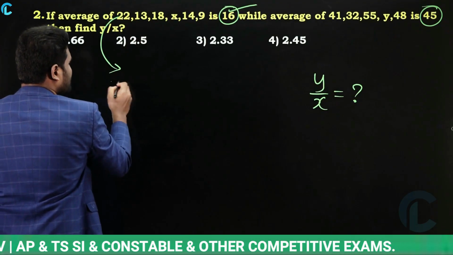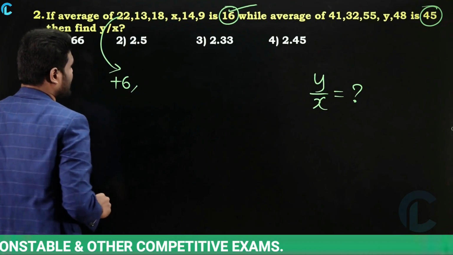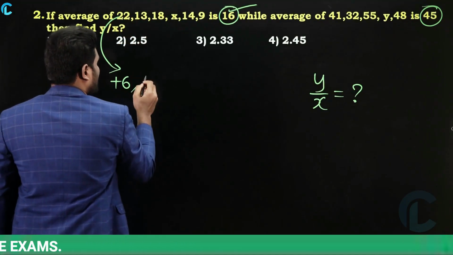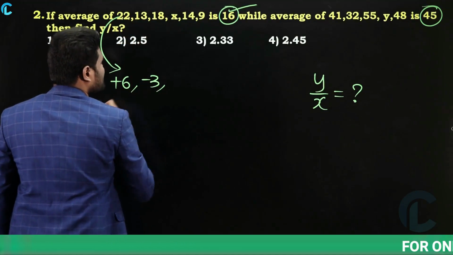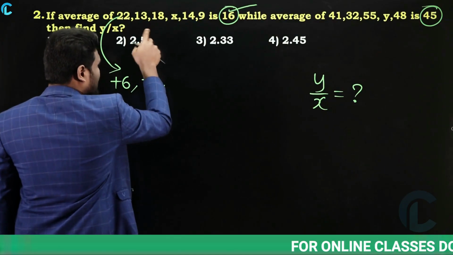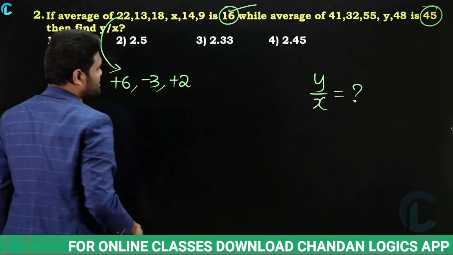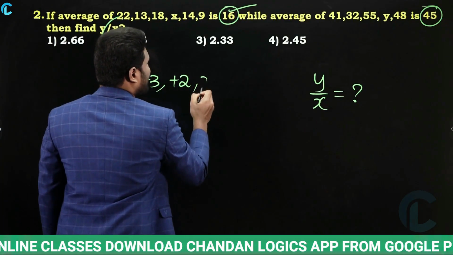How much more than 16? It is 6 more than 16. Next, if you look at this number, this is 13, which is less than 16. How much less than 16? 3 less than 16. Now this is 18, which is more than 16. How much more than 16? 2 more than 16. Next, this is like x.